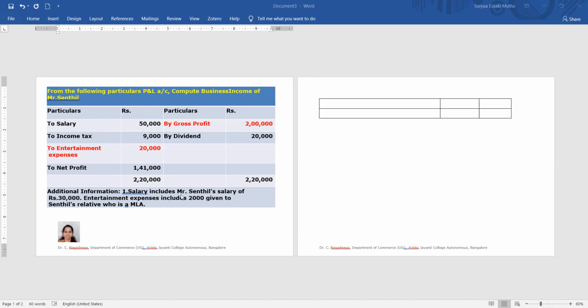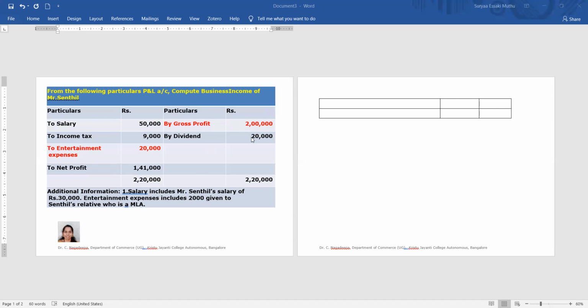First, we will see that salary includes Senthil's salary of 30,000. So always the salary to the self, that is the proprietor, will not be allowed. So it is an inadmissible expense to the extent of 30,000, which you are going to add. Next, coming to the entertainment expenses, which includes 2,000 given to a relative who is an MLA. So whatever you are giving to an MLA, MP, or relative is not admissible. Only if it is given to the clients, then it is admissible. So this 2,000 is also an inadmissible expense. So these two items, you are going to add back to the net profit.